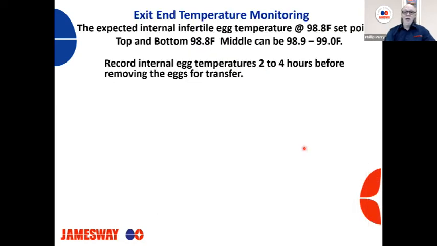And once we collect this data, we'll put it on the chart that I showed you, and we'll look at these values to try to determine what's influencing it if the temperatures are wrong. So a top, middle, and bottom, at a 98.8 set point, should be near the set point, and the middle is usually a couple tenths warmer. The best time to record this is 2 to 4 hours before removing the eggs for transfer. If you do it earlier, you could have some cooler readings, but the best time would be right before transfer.